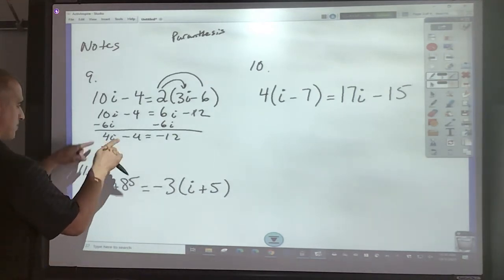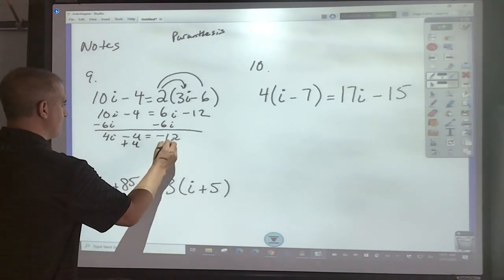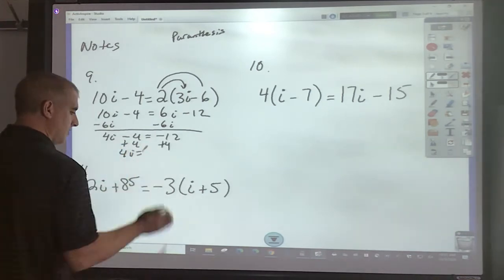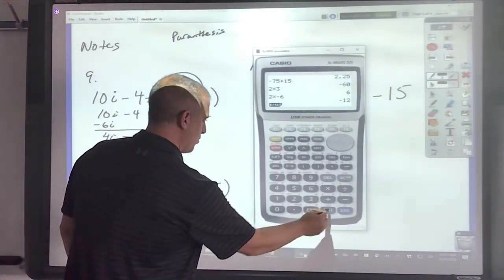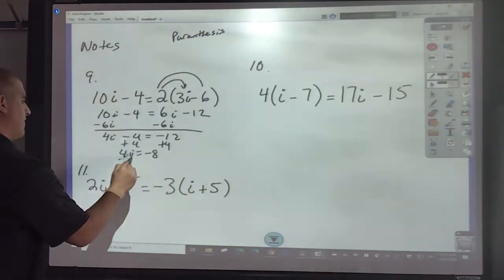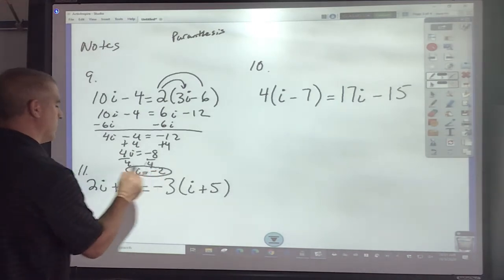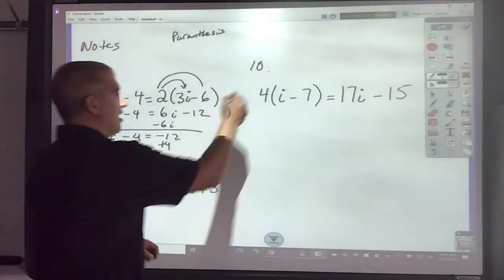Now between these two, I got to move the separated first by adding. So I got 4i equals negative 12 plus 4, which is negative 8. Divide by 4, i equals negative 2.